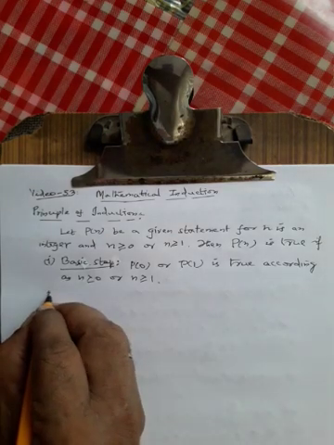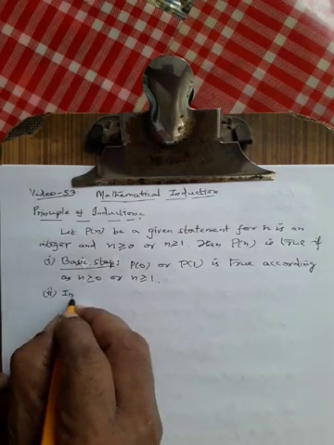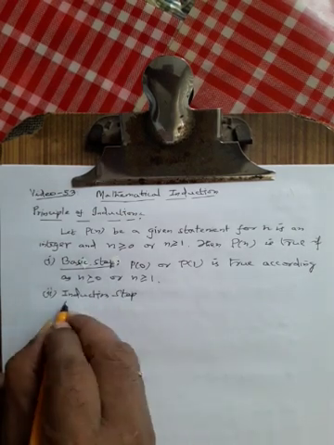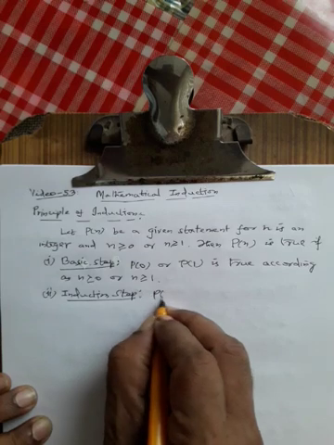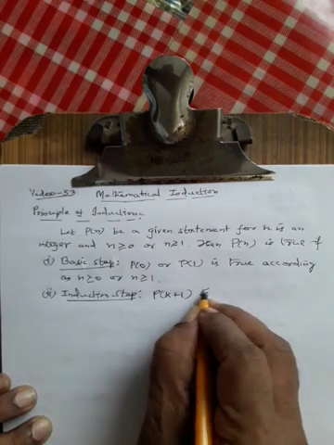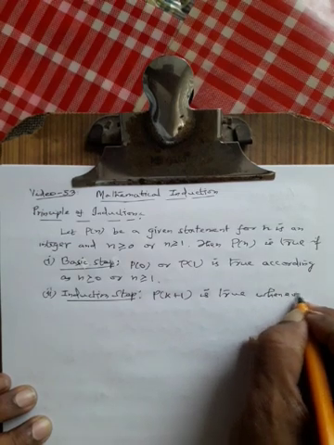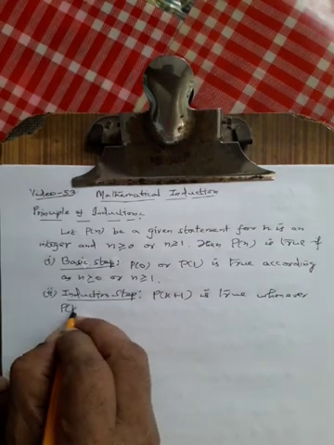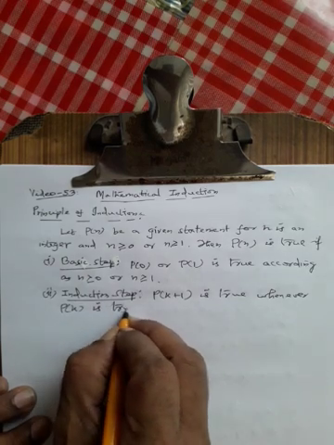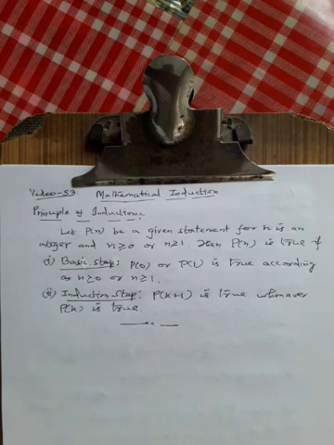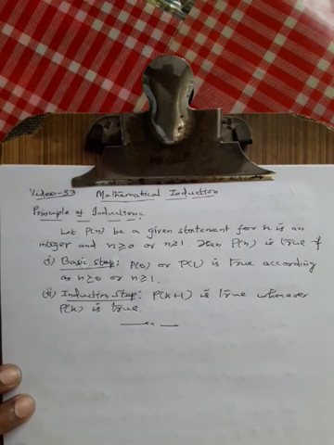Second condition is the induction step: P of k plus 1 is true whenever P of k is true. So when these two conditions are satisfied, then P of n is true for any positive integer n, or non-negative integer, we can say.